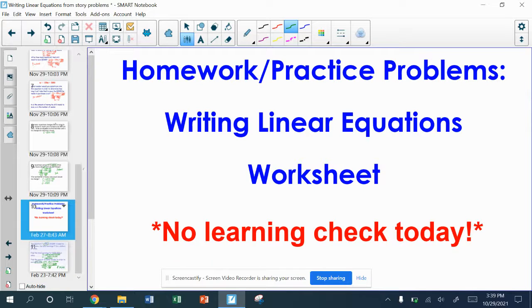Okay, so today your practice problems are going to be a worksheet where we're writing linear equations. There's no learning check today, but when you're doing these problems, the problems are kind of in groups of 3. The first one is going to be you writing the equation, and then the 2 after that are substituting in to be able to find some information. So if you need any help with this, let me know.